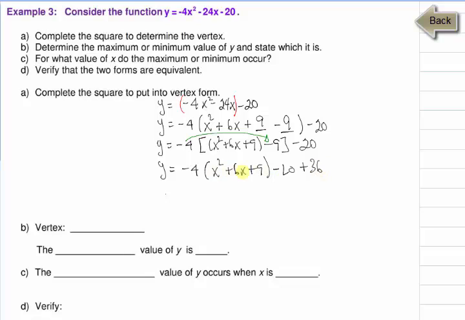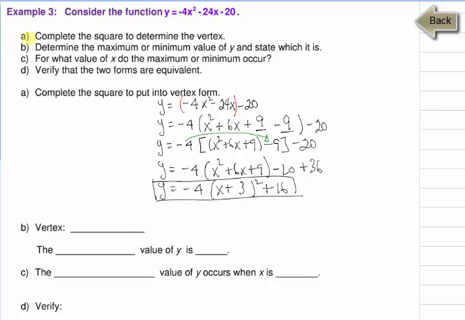Now I can factor my trinomial. So make my bracket with the square on the outside. X plus square root of 9 is 3, so x plus 3 squared. -20 plus 36 is positive 16, and here is my quadratic in vertex form.